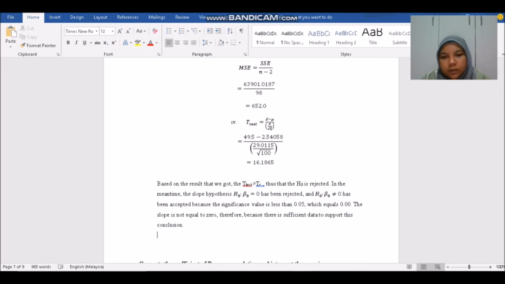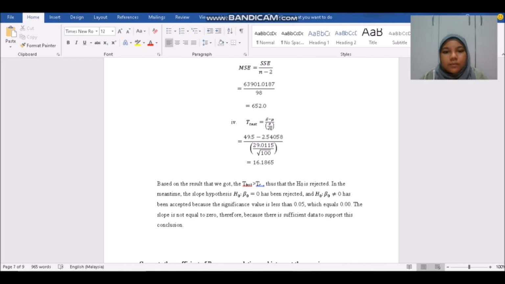In the meantime, the hypothesis of beta 0 equal to 0 has been rejected, and beta 0 unequal to 0 has been accepted because the significance value is less than 0.05, which equals 0.00. The intercept is not equal to 0, because there is sufficient data to support this conclusion.